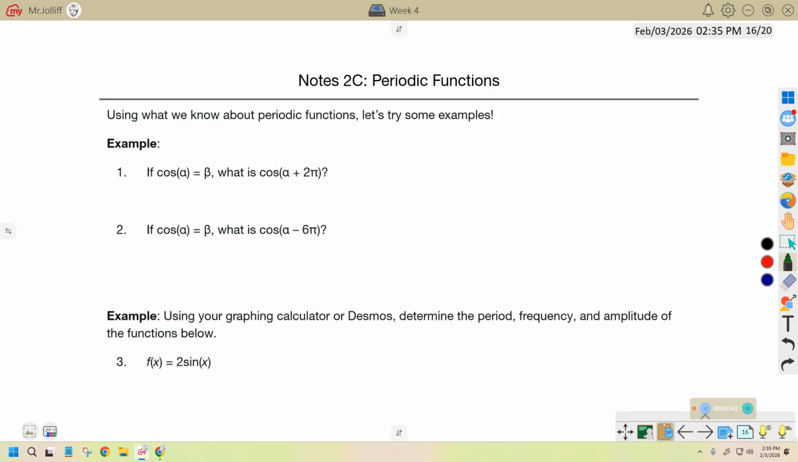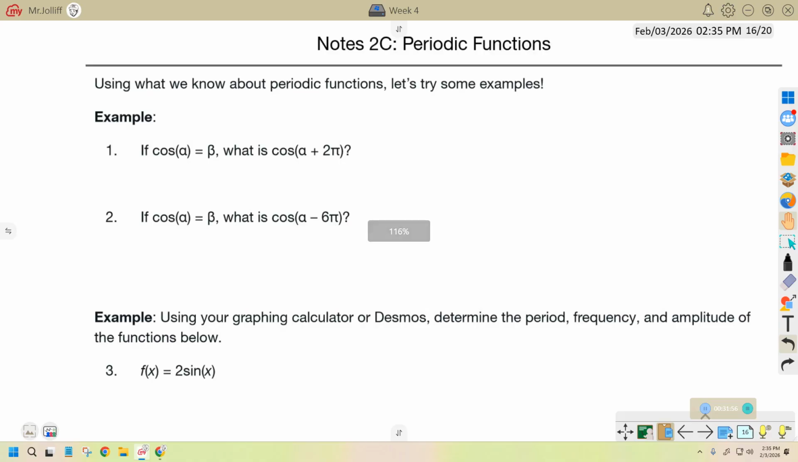Okay. So on the backside, using what we know about periodic functions. So I know cosine of alpha equals beta. Somebody told me that. If I know cosine of alpha equals beta, what is cosine of alpha plus 2 pi? And I will remind you that cosine, we saw this on the front page, is a periodic function with a period of 2 pi.